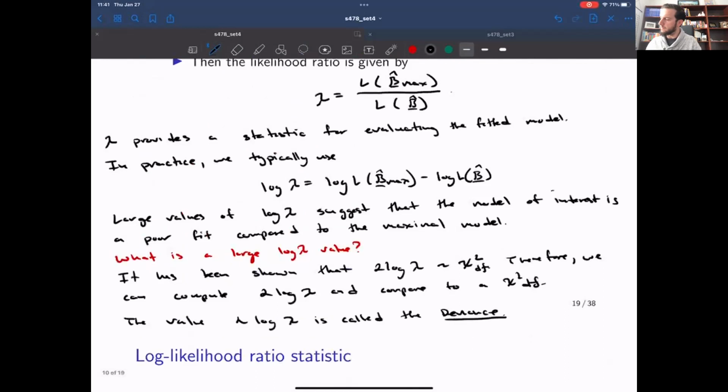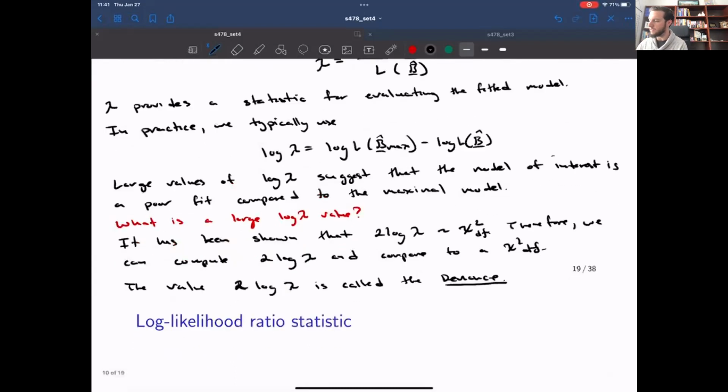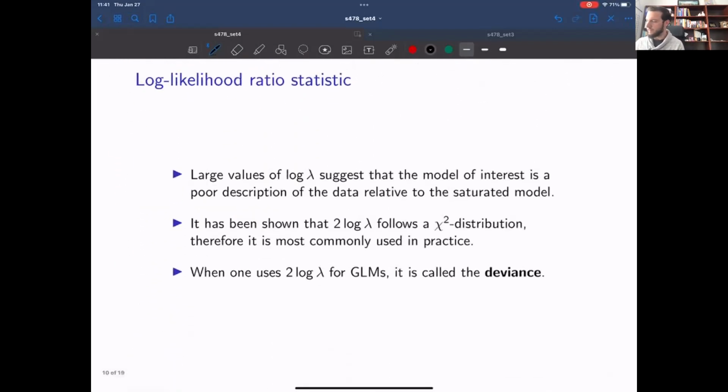Okay, so in practice, we typically use the log lambda, which is the log of the likelihood minus the log of the other. Large values of log lambda suggest that the model of interest is a poor fit. What does it mean for the value to be large? Well, it's been shown that 2 log lambda is chi-square, so we can use 2 log lambda and compare to a chi-square distribution. We call 2 log lambda the deviance.